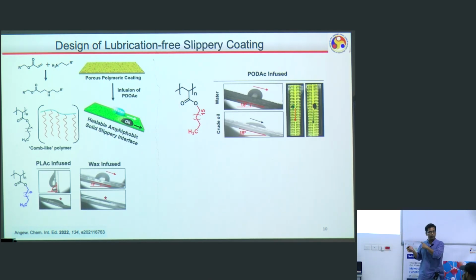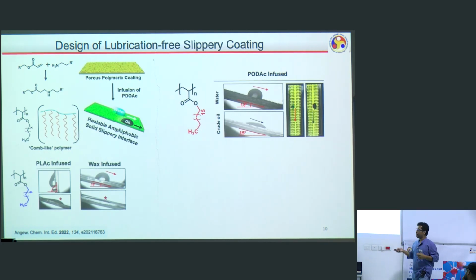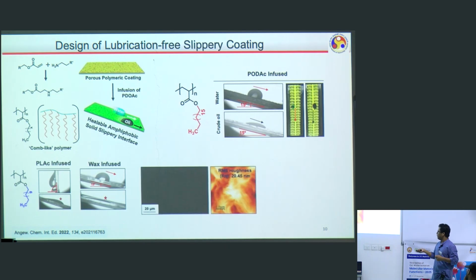But once you prepare this polymer with this sort of long hydrocarbon, it remains completely immiscible to a wide range of organic solvents, and it maintains its crystalline properties, and gives you quite a smooth interface. These are the FESEM images. I forgot to put the interface of the porous polymeric coating, which is quite rough and porous, which is very obvious. But after you infuse this polymer and go to the molten phase, you get a very smooth interface.